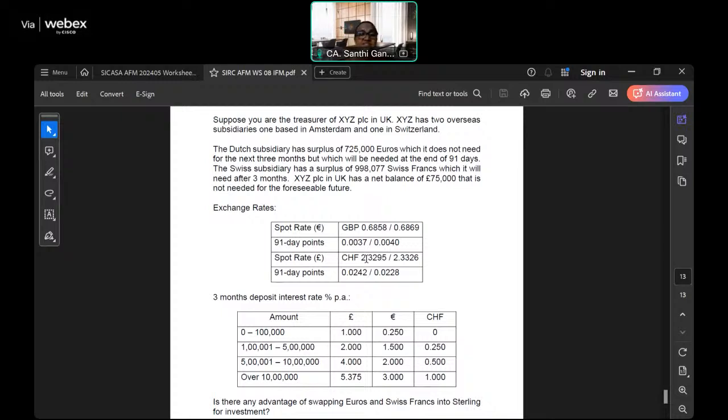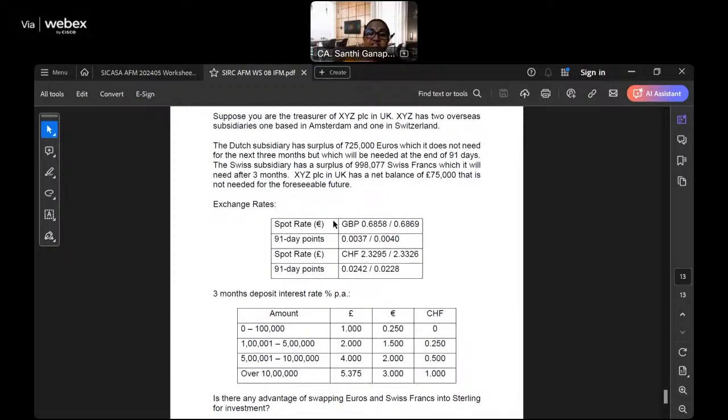You know how to adjust it. 3 months deposit interest rate is given. And then you will have to state whether there is an advantage in swapping euros and Swiss franc into sterling for investment. Is there any advantage? You have to tell.